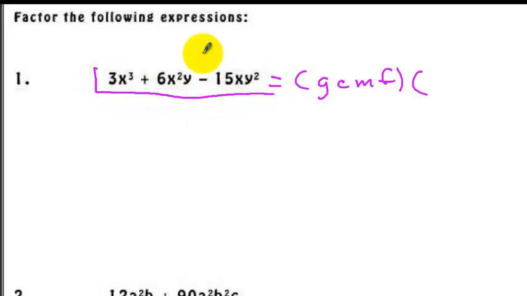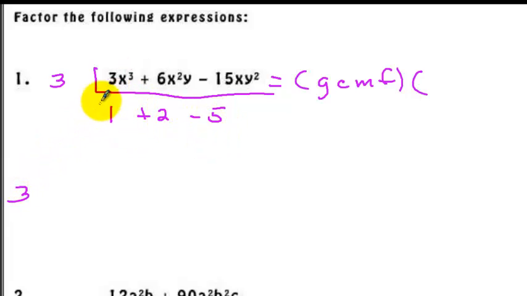Think of a number that can divide 3, 6, and 15. So 3 will work. So 3 divided by 3 is 1. 6 divided by 3 is positive 2. Negative 15 divided by 3 is negative 5. Now, we cannot find any more common factor between 1, 2, and 5.